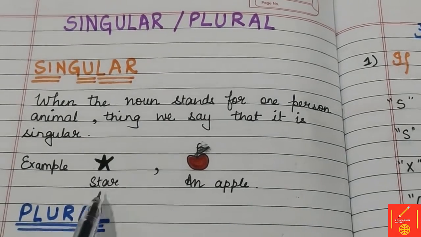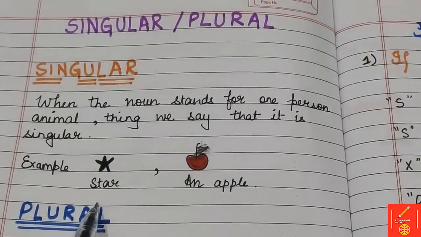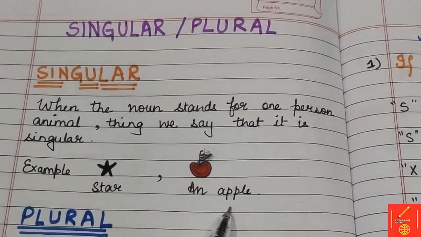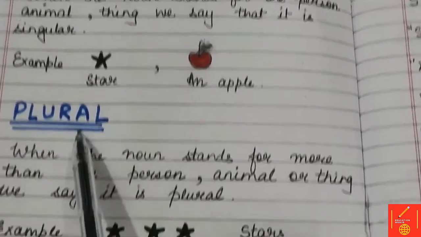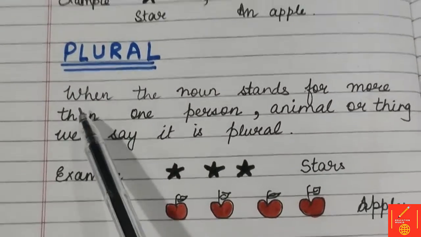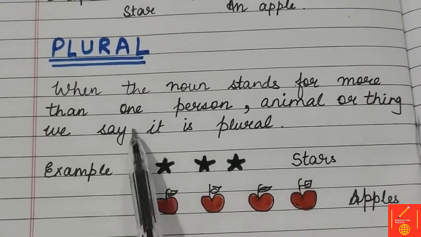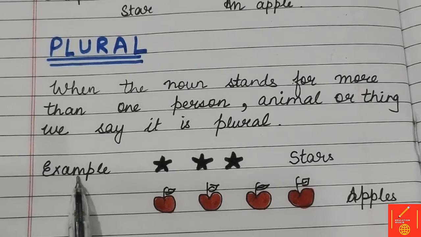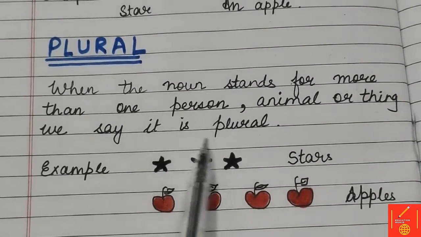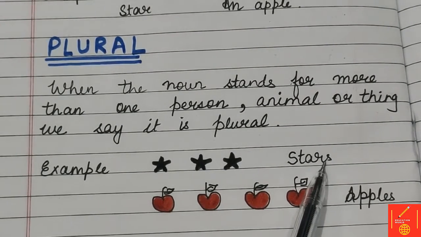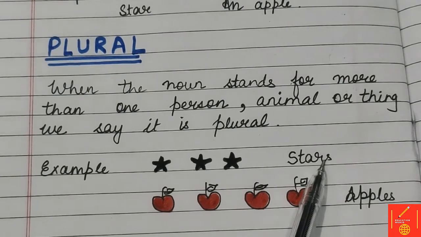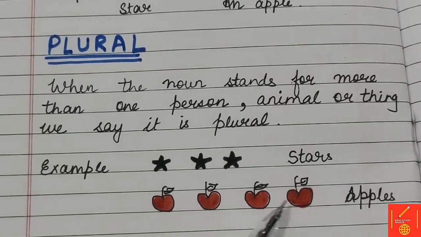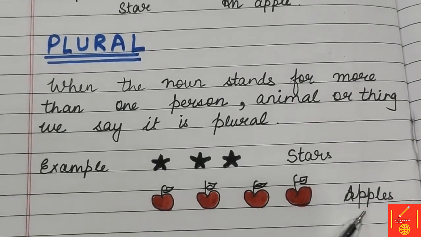For example, there's one star, so it is a star. There is one apple, so an apple. So what do we mean by the word plural? When the noun stands for more than one person, animal or thing, we say it is a plural. Example, if there are more than one star, they have 3 stars over here. So we put an S over here, that will become stars. And instead of one apple from above, we have now 4 apples. So it will become apples.